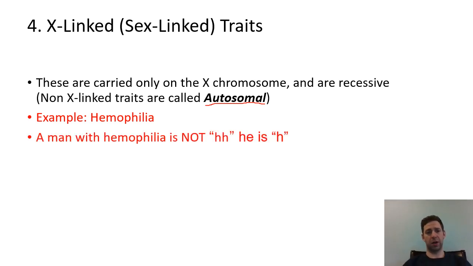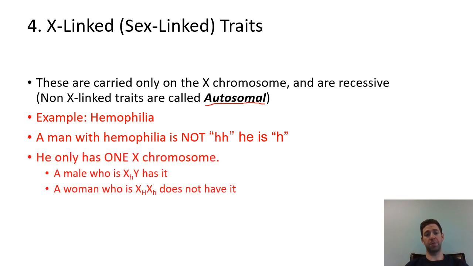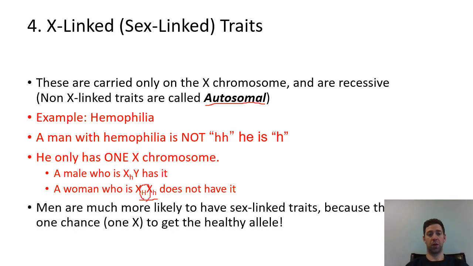Now here's where it gets a little interesting. A man who is hemophiliac would not have homozygous recessive H. He would just have one recessive H, and that's because men only have one X chromosome. So you only have one shot to have the disease or not have the disease, where a woman has two X chromosomes. So if a woman had this genotype, X dominant H, X recessive H, she would not have it because the dominant trait would be to not have hemophilia. Because of this, men are much more likely to have sex-linked traits because they only have one X chromosome, so they only get one chance to have that healthy allele.